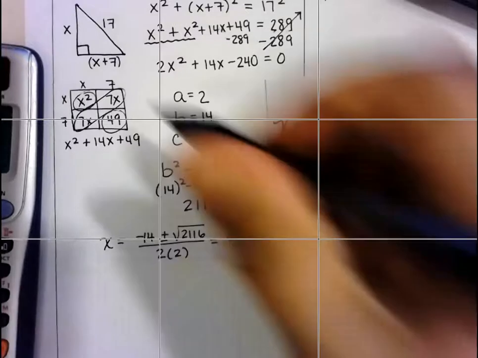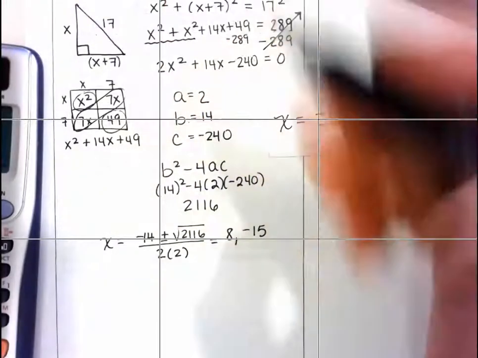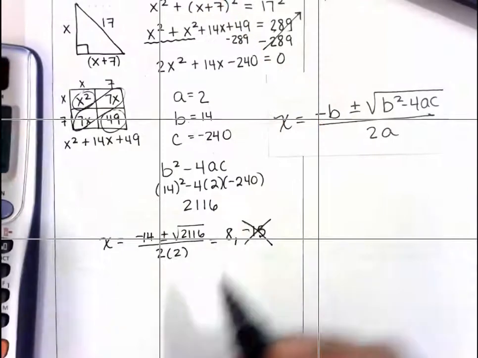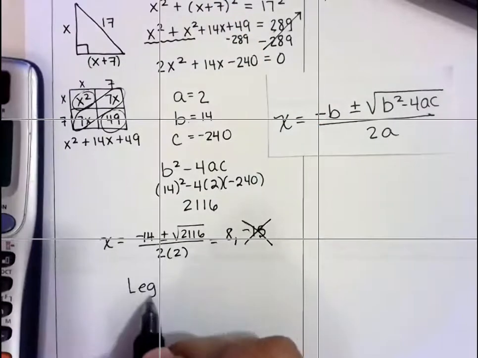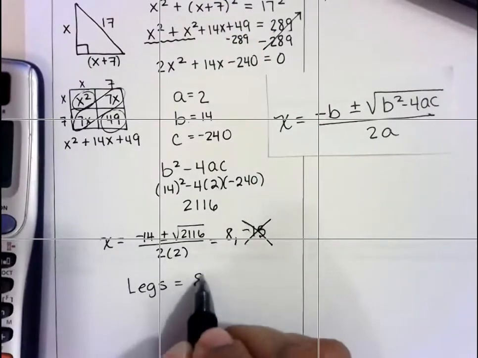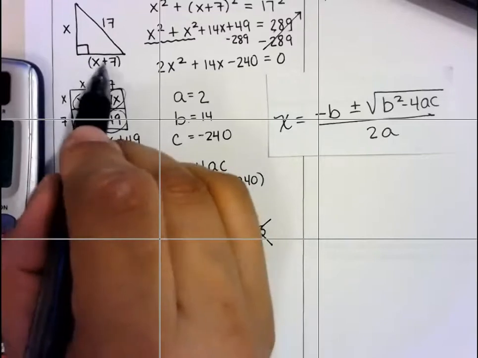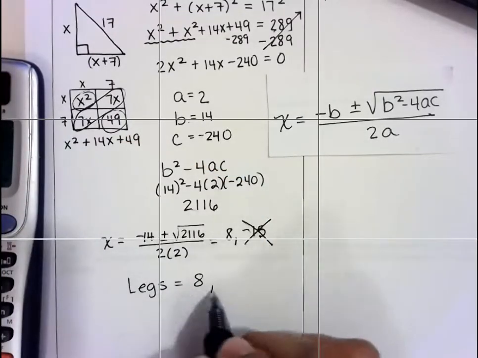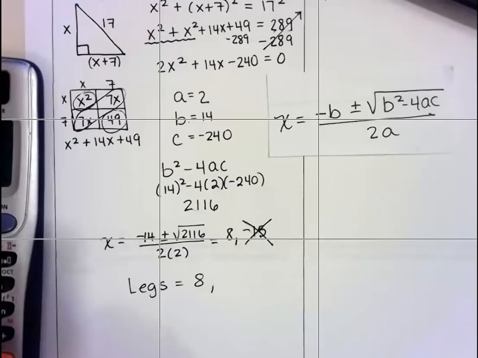Let's see. Wait, a leg can never be negative, so we can cross that one out. So we know this one is 8, so one of the legs is 8, and the other leg is 8 plus 7, right? 8 plus 7 is going to be 15.